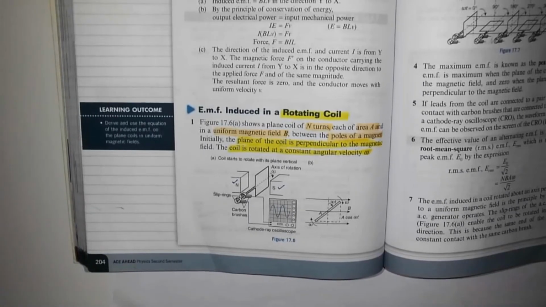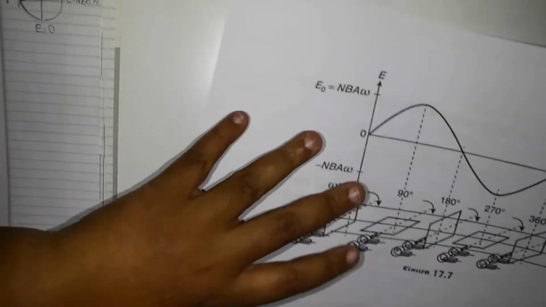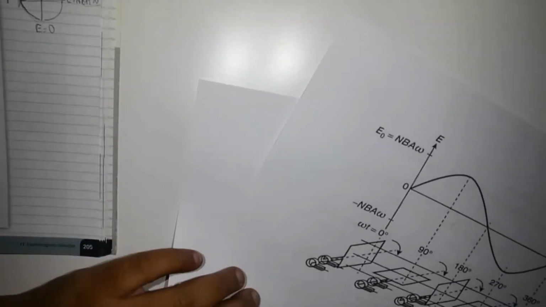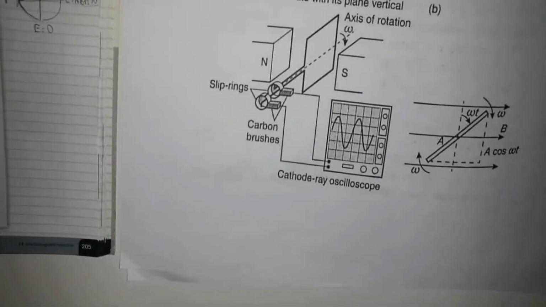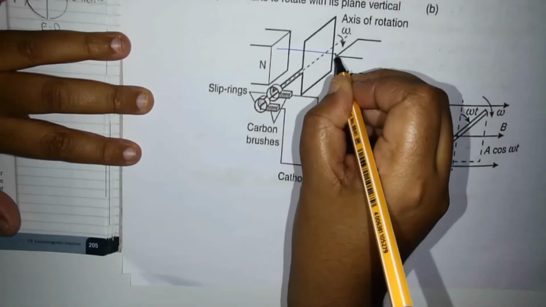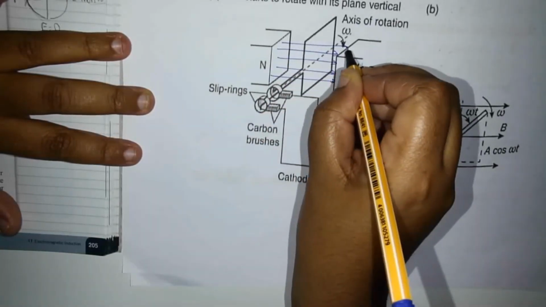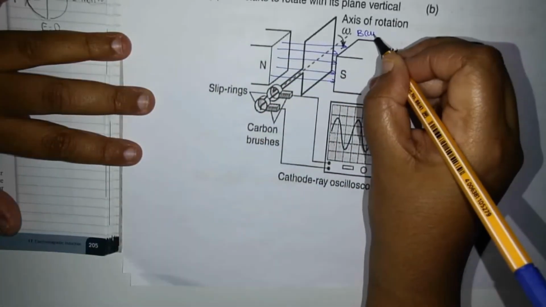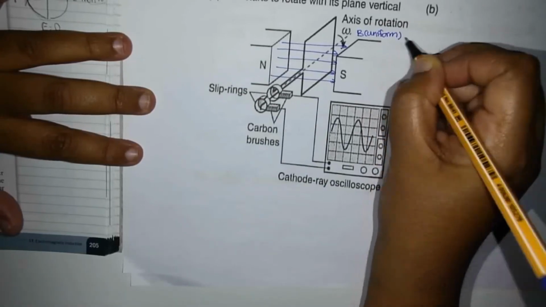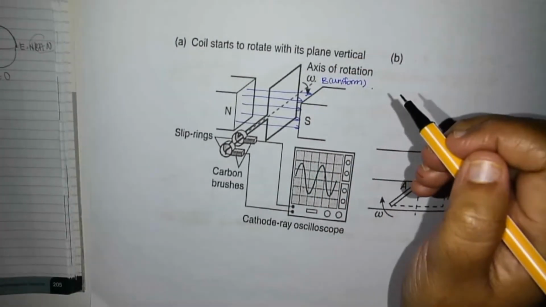We know that there is a magnetic field here, which I'm going to just take from the diagram. So we have here a magnetic field which is from the north to the south. This is the magnetic field B, and it's uniform. The plane of the coil is A, and there's a number of turns.